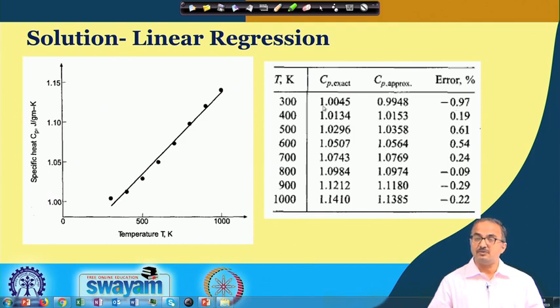So that is how we can say that our regression, or this assumption of a linear fit between the specific heat and the temperature, seems to be okay. Next we take another example.